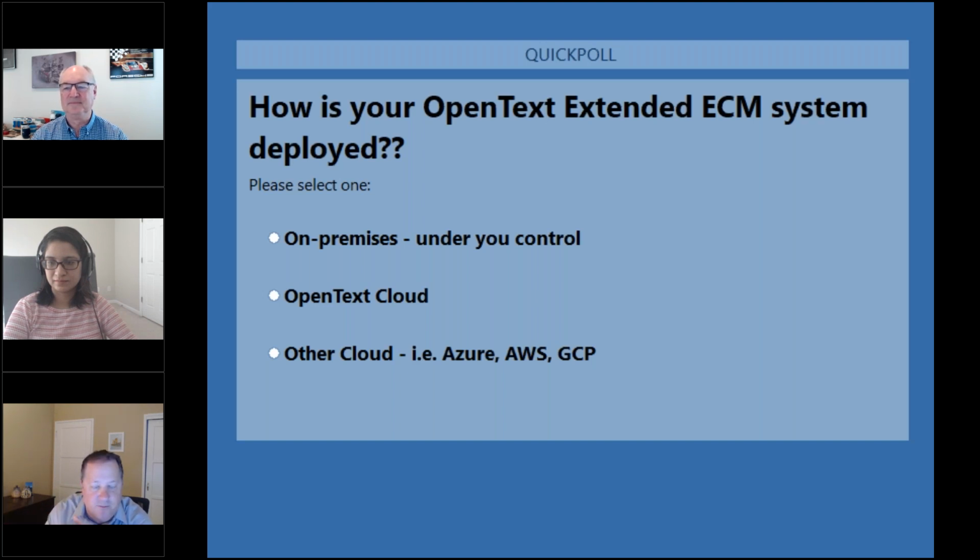Are you running it on-prem where you've got full control, you're the admin on the system? Even if you're thinking of going to the OT cloud within the next few months, that would be the choice there, the actual OpenText cloud. Or are you in another cloud and thinking about containerization, whether it's Azure, AWS, or the Google Cloud Platform? Looks like it's coming in 50-50. We'll close that one out. About 57% on-prem, and then 43% showing the OT cloud. Fantastic. And no one's mentioning the other clouds. Good to know.